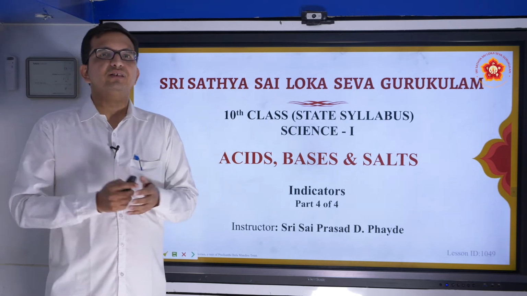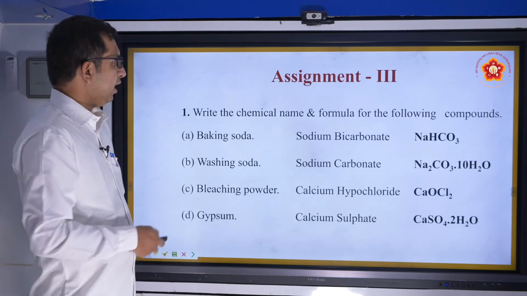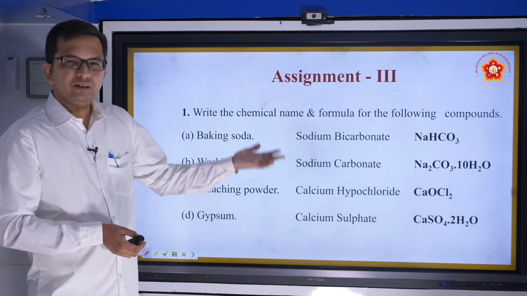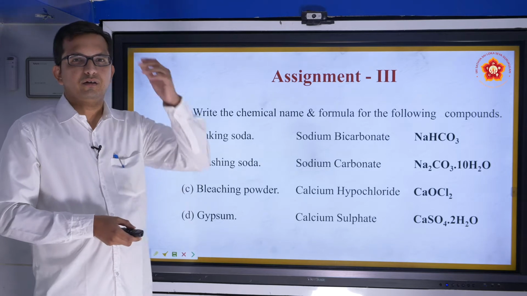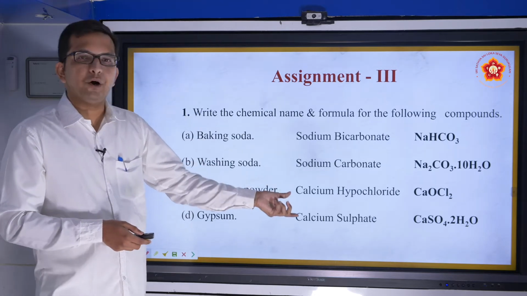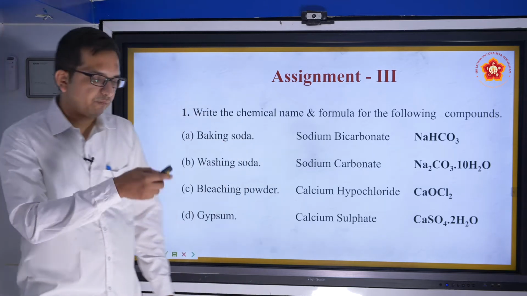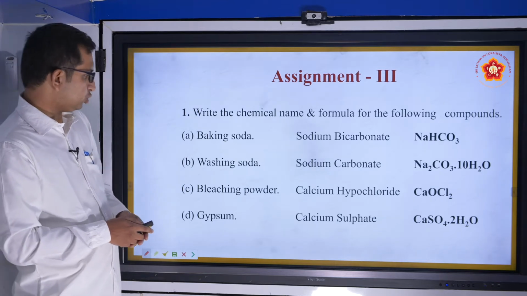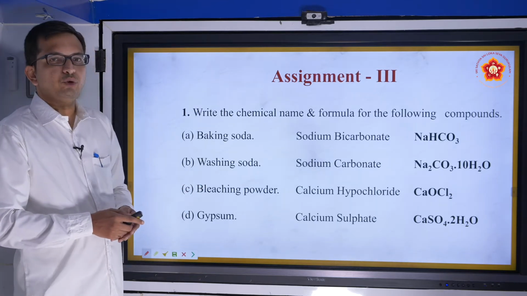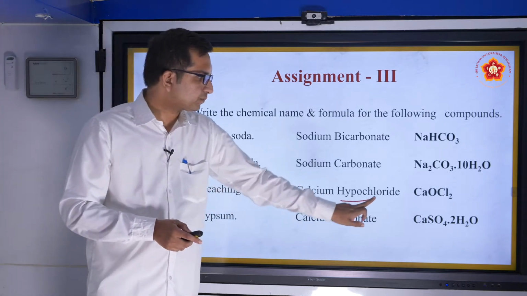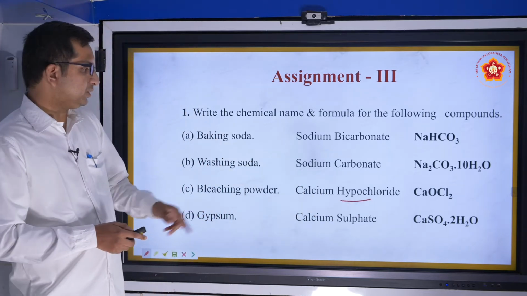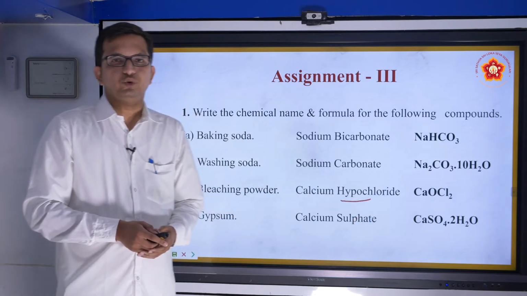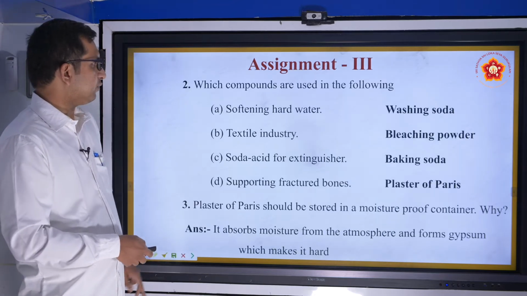But before that, the answers for the assignment that was given in the earlier part: write the chemical name and formula for the following compounds. This is nothing explanatory, it is just the idea that you have about various compounds and their chemical formulas. So baking soda is NaHCO3, washing soda is Na2CO3·10H2O, bleaching powder is CaOCl2, which is also called calcium hypochlorite, and gypsum is calcium sulfate. You can also call it a dihydrate because it is CaSO4·2H2O. So these are the formulas for these compounds.